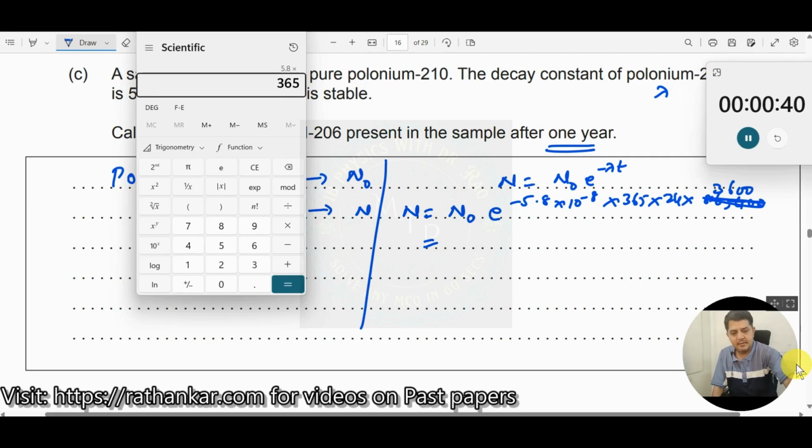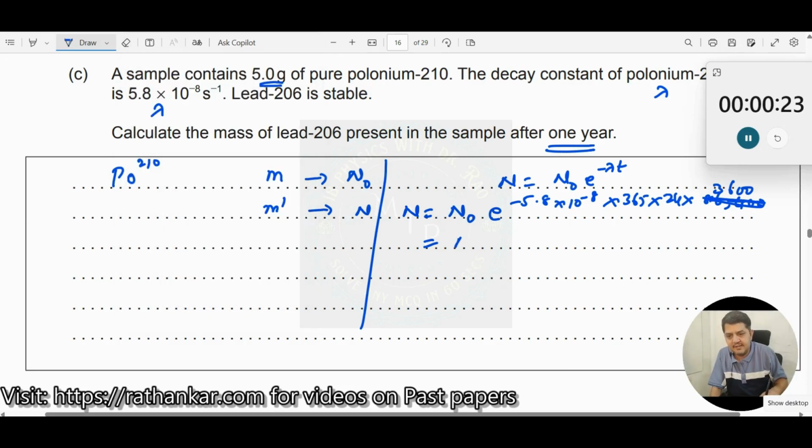365 multiplied by 24 multiplied by 3600. So I get this as 182908 something. Divide this by 10 power minus 8. So how much is it? You see this is 1, 2, 3, 4, 5, 6, 7, 8, which will be 1.83. So I will write this as N0 e to the power of minus 1.83. Okay, is what I got.